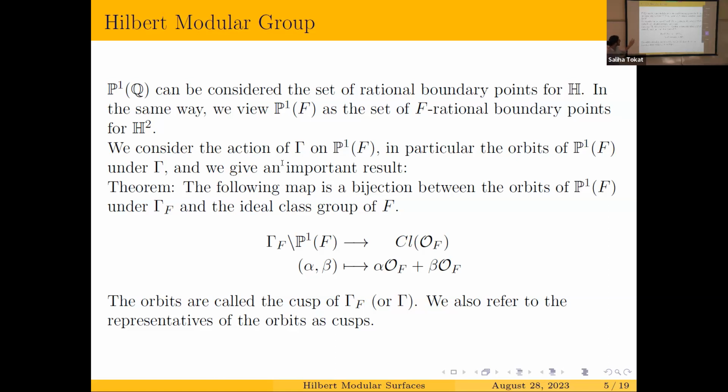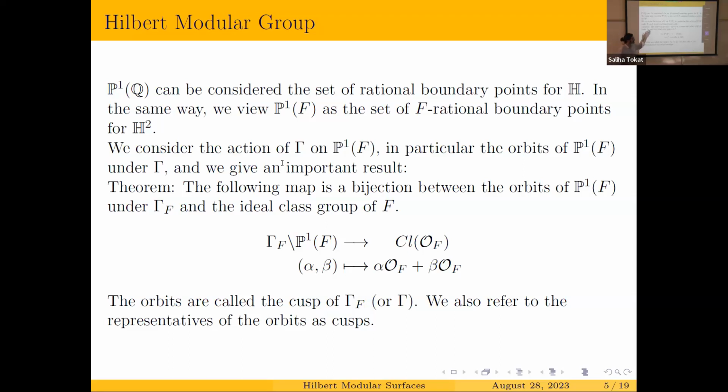And there's a very important result that we need to mention here. When we take the full Hilbert modular group, gamma F, and look at its action on P1F, the number of orbits, or we could say the cusps, are in a bijective correspondence with the ideal class group of OF. For example, the rational numbers have a trivial ideal class group, with 1 element, and there's only one cusp, infinity. You can convert infinity to any rational number.